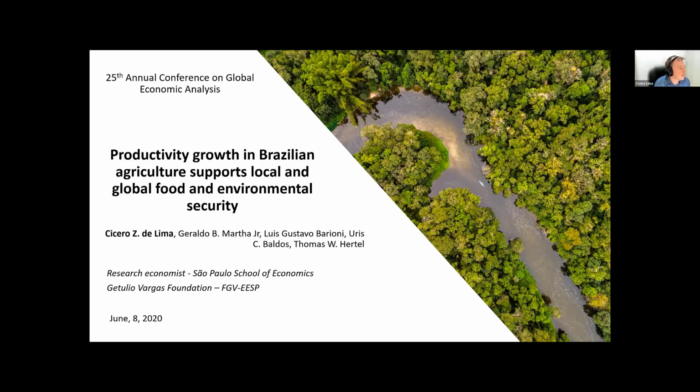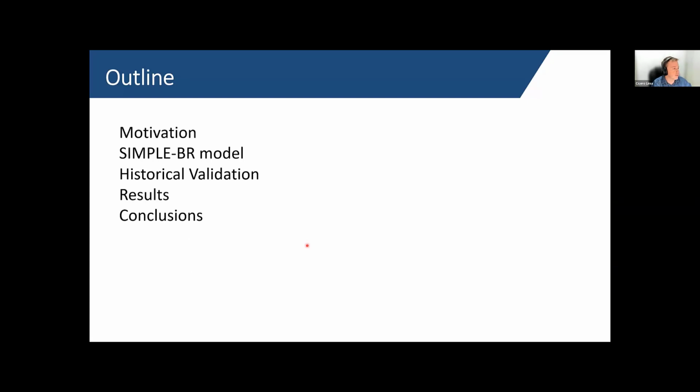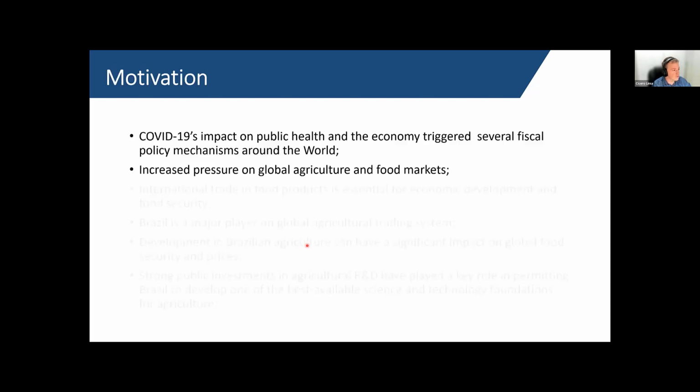So the title is Productivity Growth in Brazil, Agriculture and Global Food Environmental Security. And I have all the other co-authors from Embrapa here in Brazil, and also Iris from GTAP, and also Dr. Hertel, also from GTAP. So the outline for today, I will present motivation, the simple model that we developed for Brazil, and also the improvements that we are doing, the historical validation, results, and some conclusions.